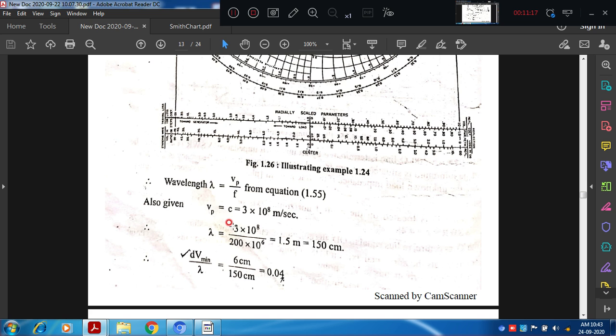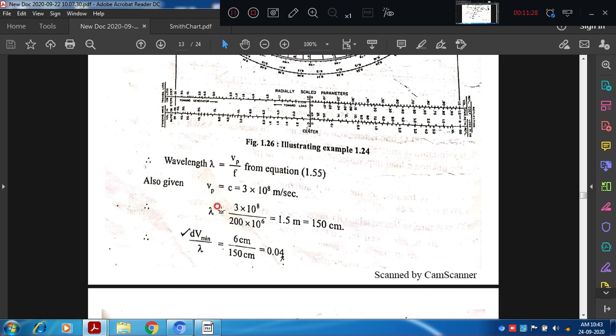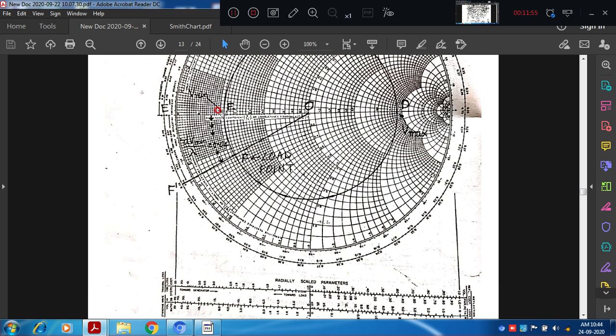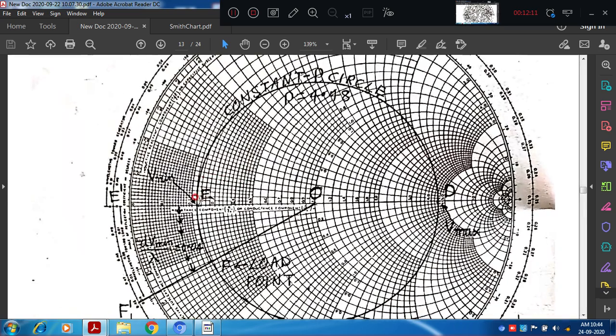C is the velocity of light, 3 into 10 raised to 8. F is the frequency they have given, 200 megahertz. Substituting, lambda equals c by f, we get 1.5 meters or 150 centimeters, right? But we need the d minimum by lambda ratio, so 6 centimeters by 150 centimeters results in 0.04. The meaning of this 0.04 is that from the V minimum point, if I move 0.04 wavelength on the Smith chart towards the load, there I will get ZL. So that's the procedure. Now see here, from point E, so this will be 0.